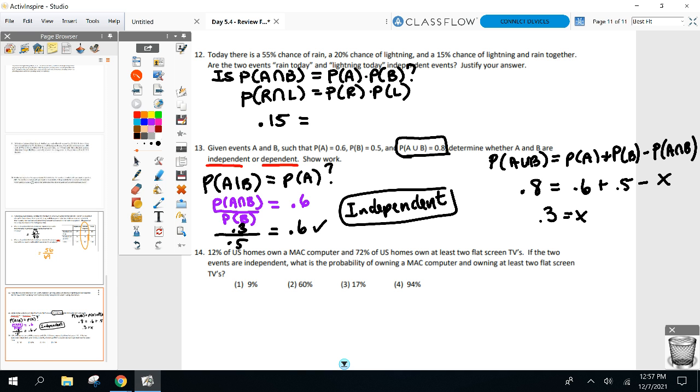You good? Yeah. This was already given in the problem to us. Rain and lightning was right here. 15% chance of lightning and rain together. So I didn't have to calculate it. The problem just gave it to me.